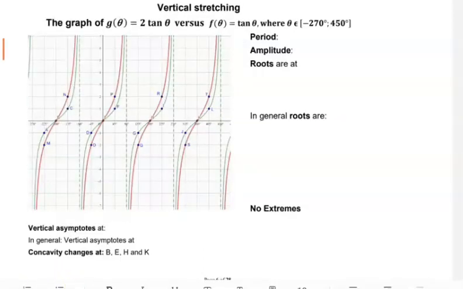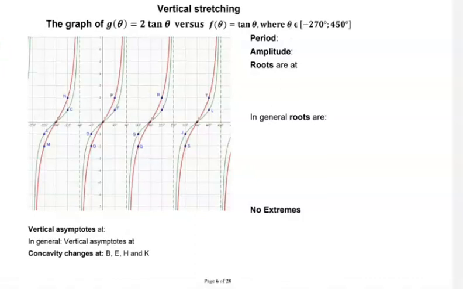On this page, I've just joined the dots that we made on the previous page, and again, we need to look at the period, etc. So again, we see that although we stretch it vertically, it did not change the period. So the period stays at 180 degrees. We do not have any amplitude because we do not have a minimum or a maximum value.